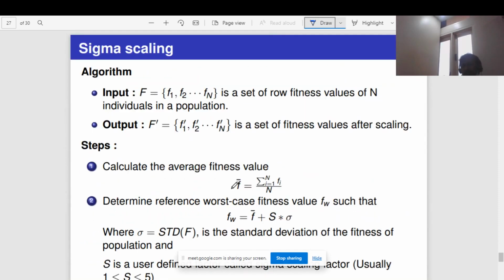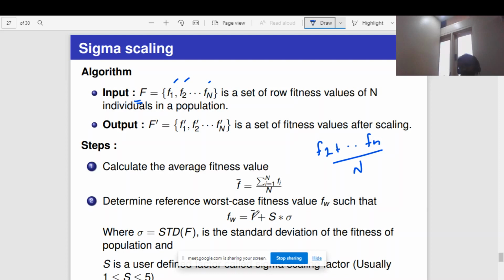The next is sigma scaling. In sigma scaling, it is quite similar with a different formula. The input and outputs are the same. We have set f with individuals, and we want to create another set f dash, the scaled individuals f1 dash, f2 dash up to fn dash. Again, as usual, first you calculate the mean, f dash, which is f1 plus f2 plus f3 up to fn divided by n.